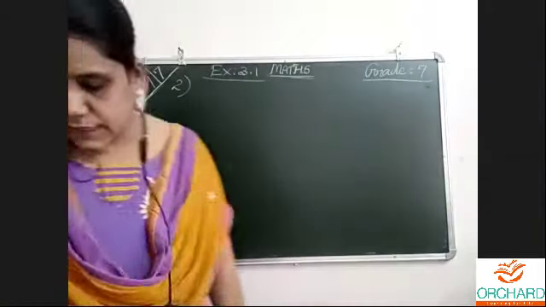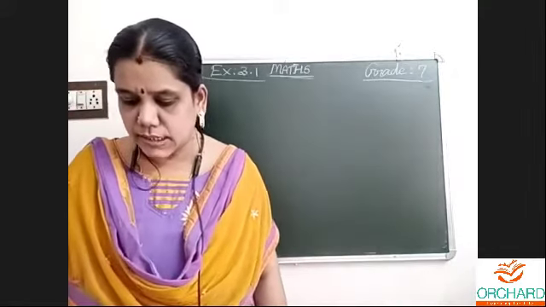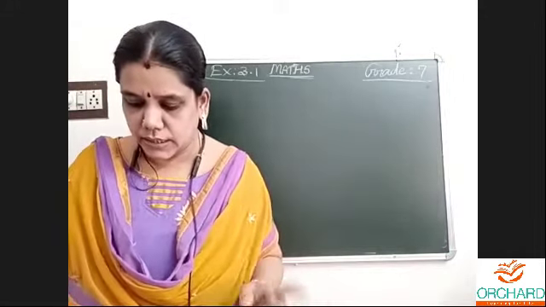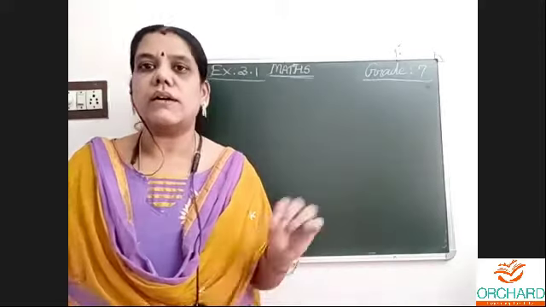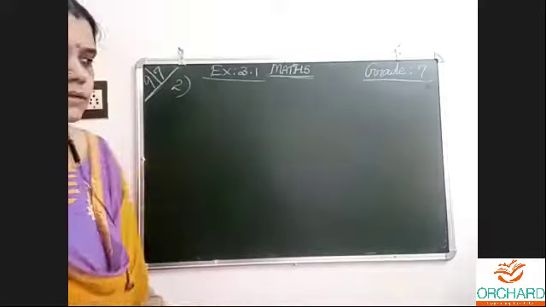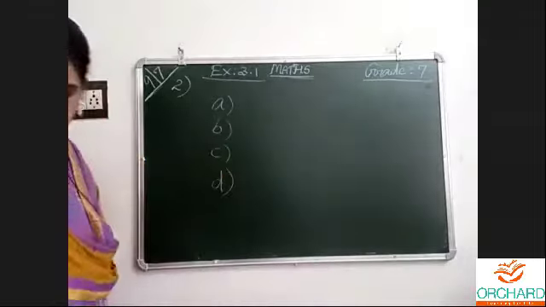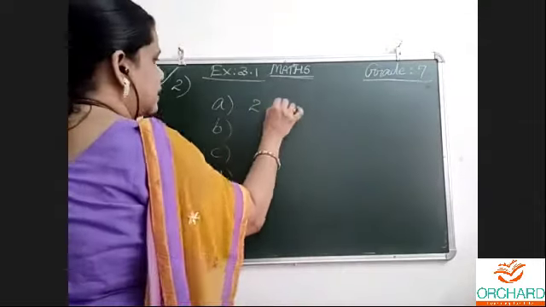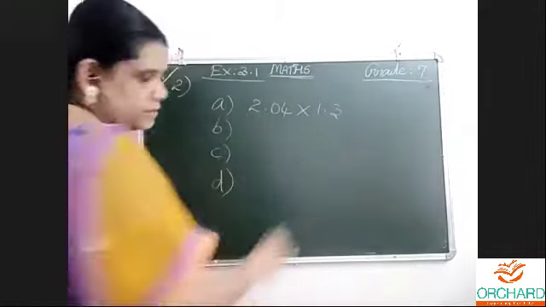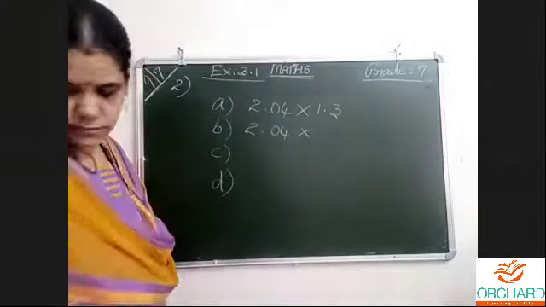Without doing any calculation, determine which of the following multiplication expressions will give a product which is larger than 2.04. Explain your answers. A, B, C, D. All these 4 sums, numbers are given. We are not going to solve anything. They are asking just one question, how it is on the product. I'll explain this.